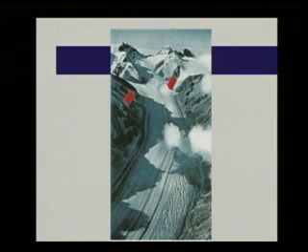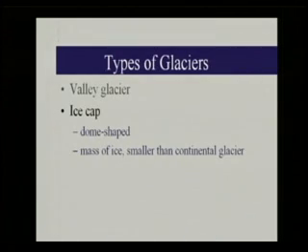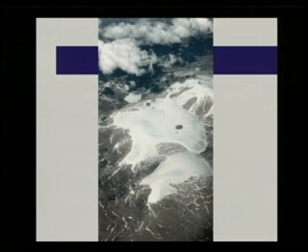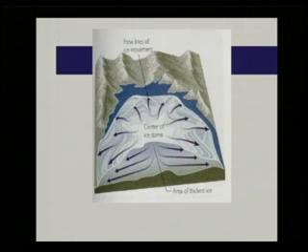Intermediate between a valley glacier and a continental glacier is an ice cap. It's dome-shaped, a mass of ice, but it's smaller than a continental glacier. This is the Penny ice cap on Baffin Island in Canada. It only covers about 6,000 square kilometers of land. Flow from an ice cap and also from a continental glacier proceeds outward from a center thick mass of ice. So the center of the ice dome is the area where the ice is the thickest, and the ice will flow outward from that center mass.